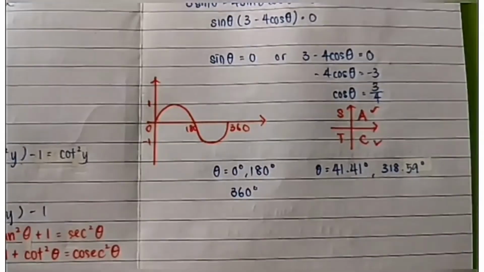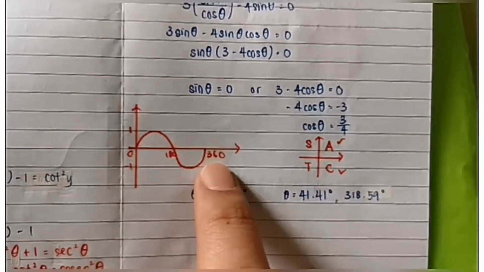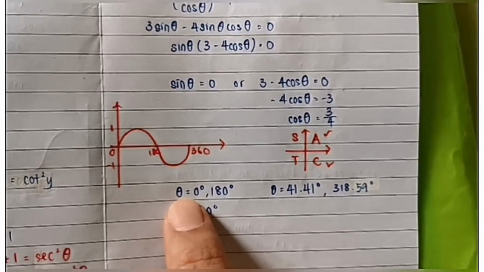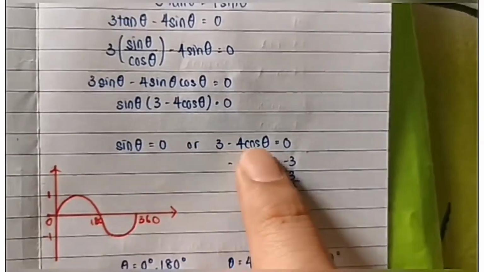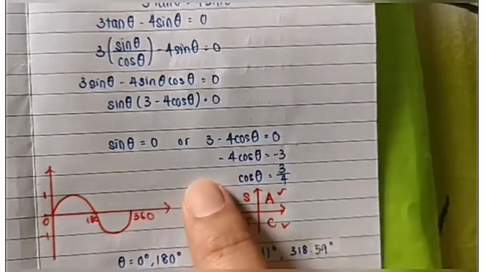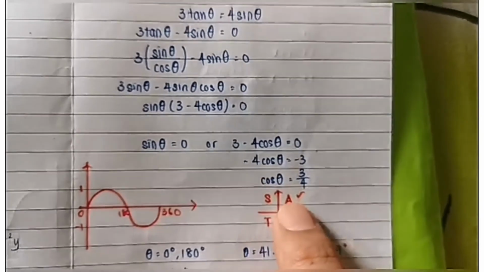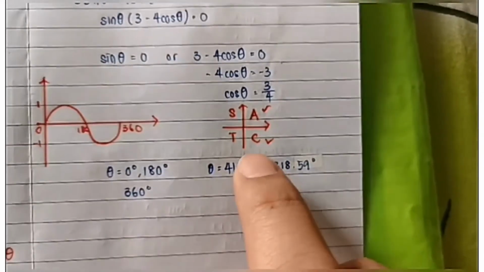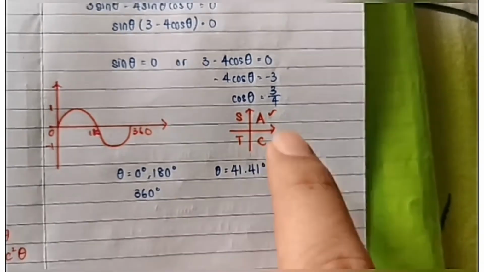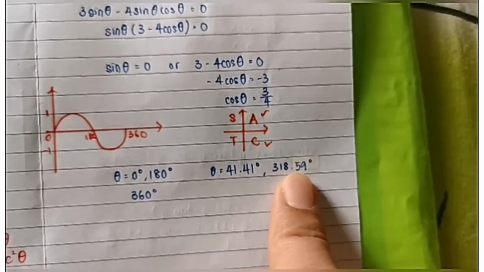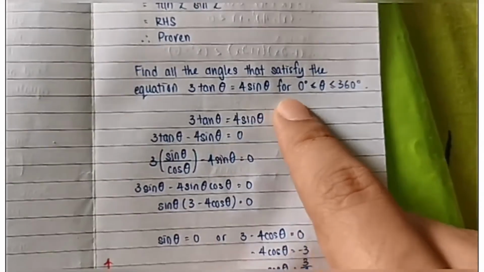So firstly, sine theta equals 0. If you draw the graph, it touches 0 at 0, 180, and 360. So sine theta is 0, 180, and 360. But for this one, you bring negative 3, so it becomes cosine theta equals 3 over 4. Cosine theta is positive in the first and fourth quadrant. So for 3 over 4, your basic angle is 41.41. In the fourth quadrant it will be 318.59. So these will be the 5 angles that satisfy this equation.